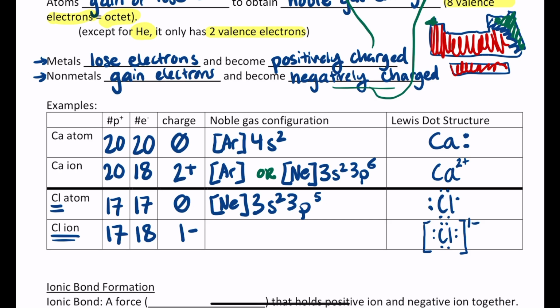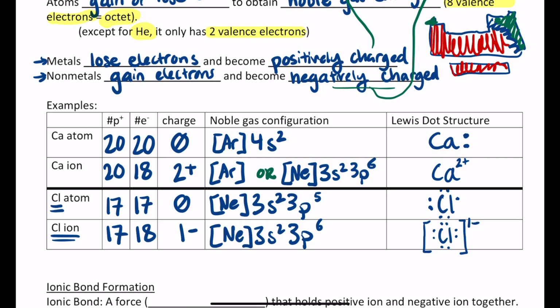For the chlorine ion, we said we gained 1 electron. So basically, our configuration looks exactly the same. We're still saying 3s2, but instead of saying 3p5, we can add 1 electron to that 3p subshell, and it's going to look like 3p6. So notice that 3s2 and 3p6 add up to 8 valence electrons. 2 plus 6 is 8. And we drew 8 around our drawing.